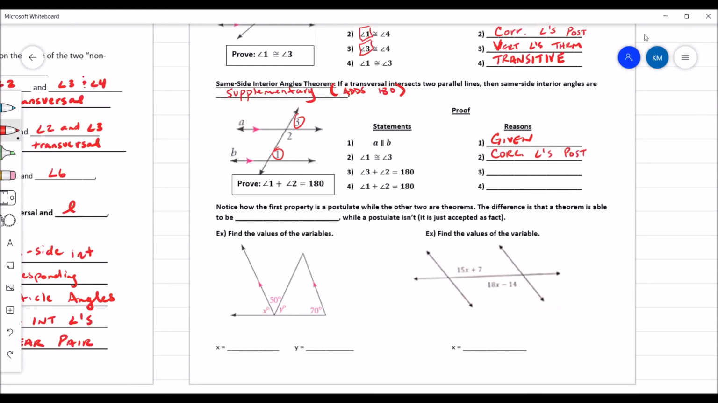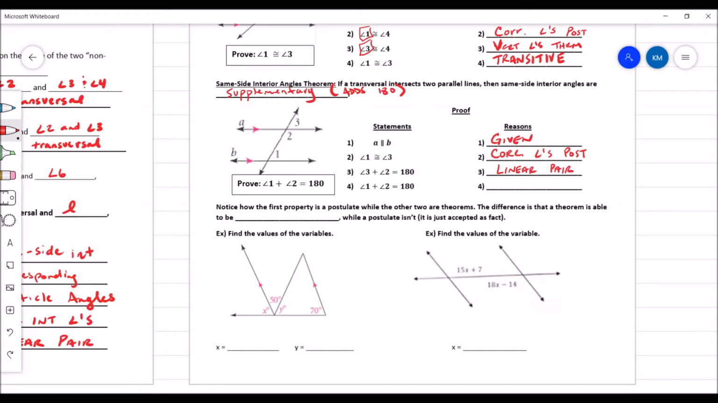Okay. From there, we have angle 3 plus angle 2 is 180. We know that because that's a linear pair. Remember from last chapter, I told you that was going to come into play. It's a linear pair. 3 plus 2 make a line. 2 angles make a line. Linear pair.